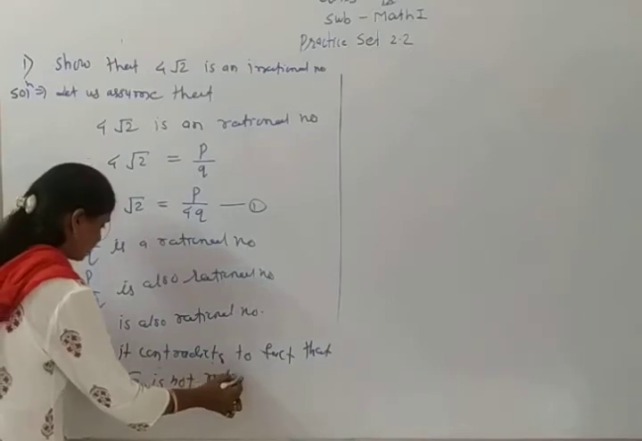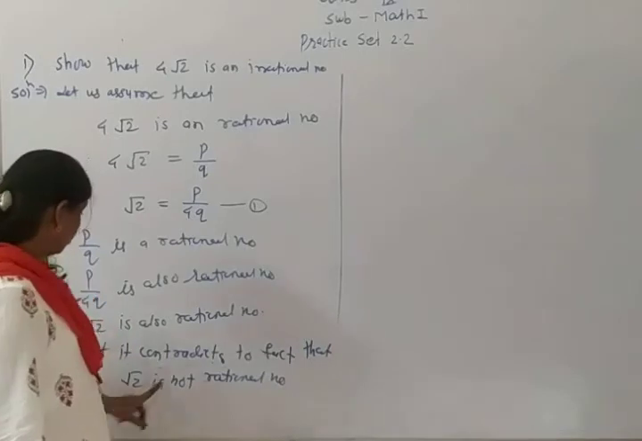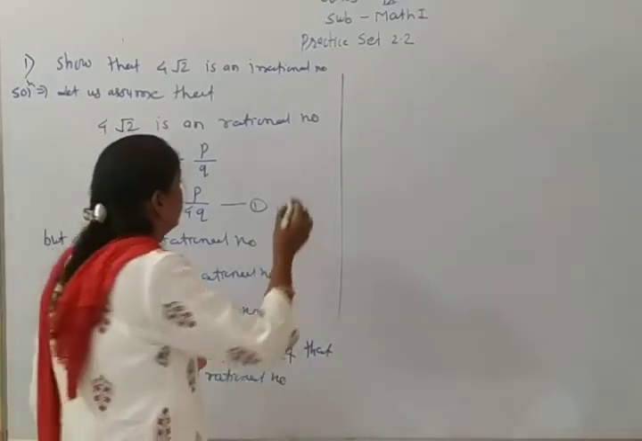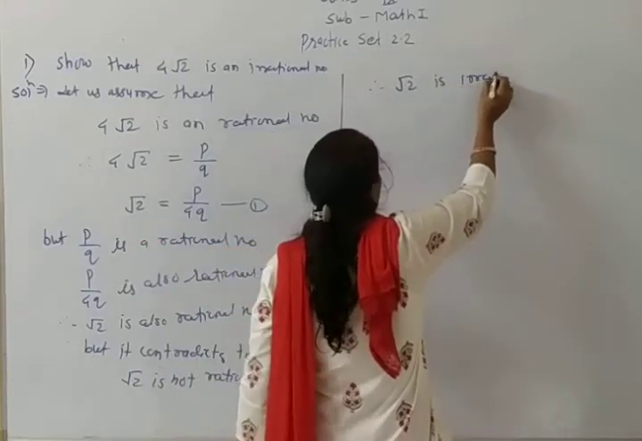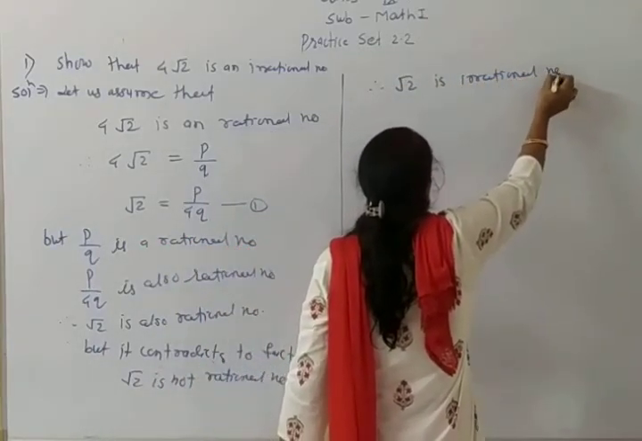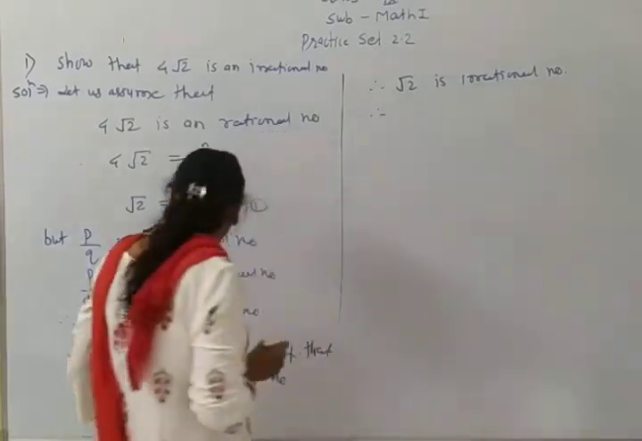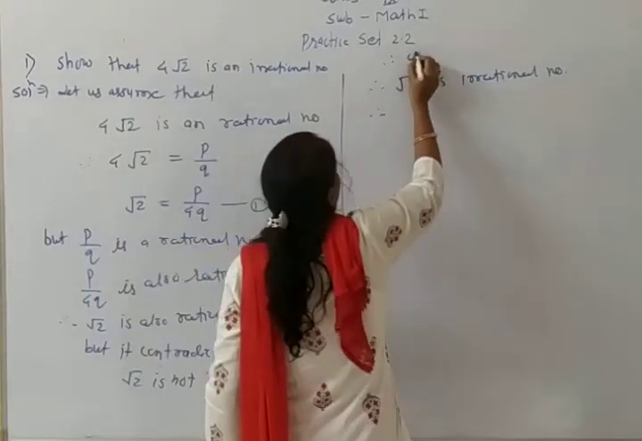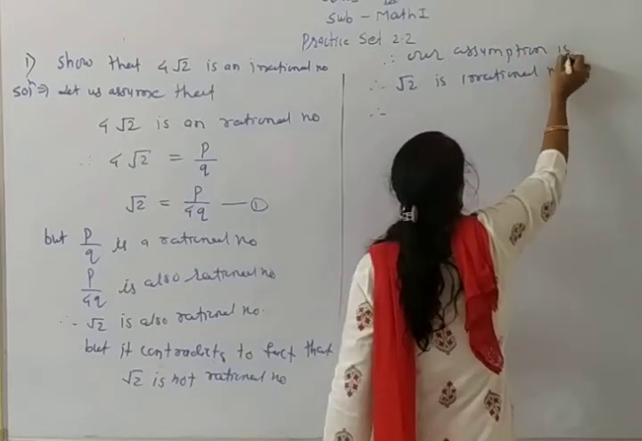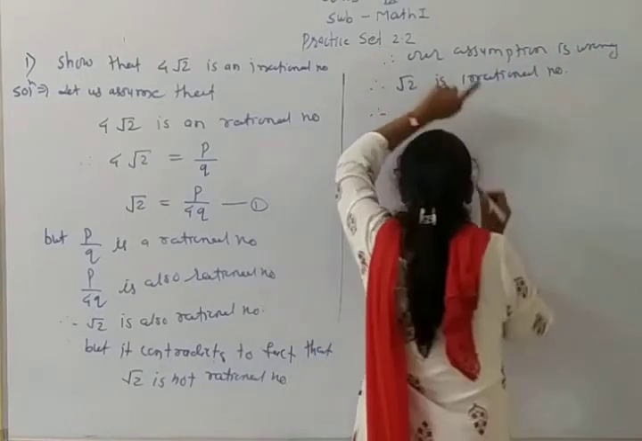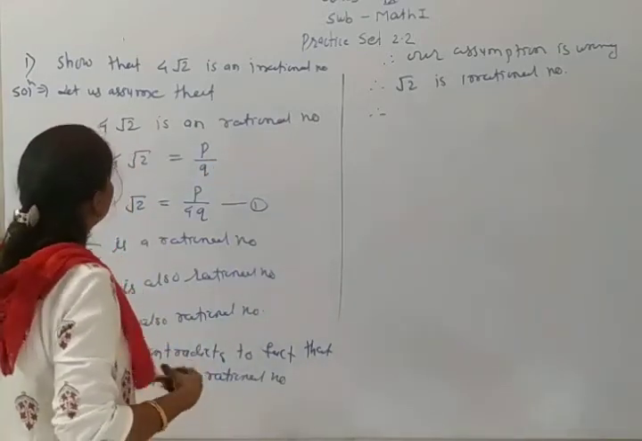Therefore, if it is not a rational number, it is irrational. Therefore, root 2 is an irrational number. Therefore, our assumption is wrong. So root 2 is not a rational number, and it is an irrational number. If it is not rational, so it is irrational. Therefore, root 2 is an irrational number.